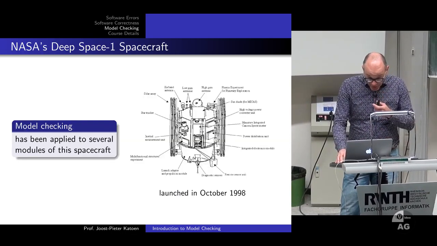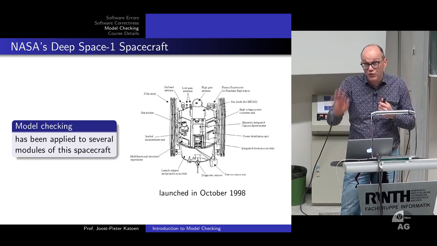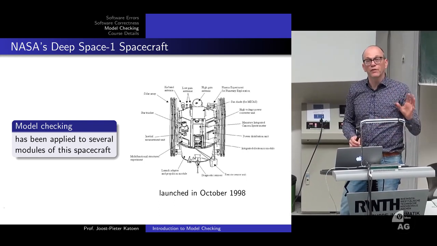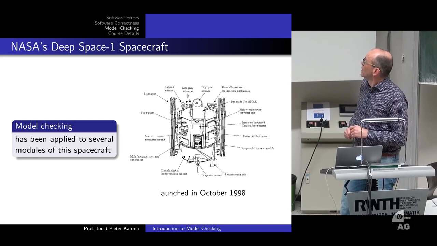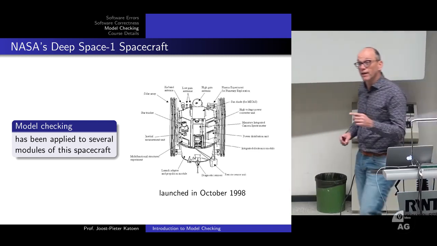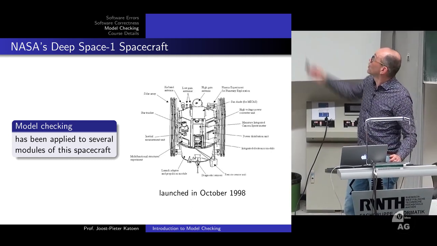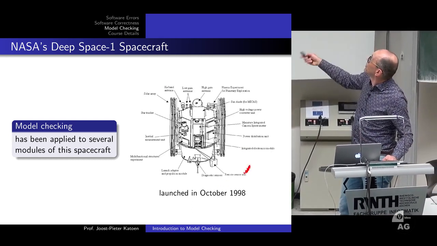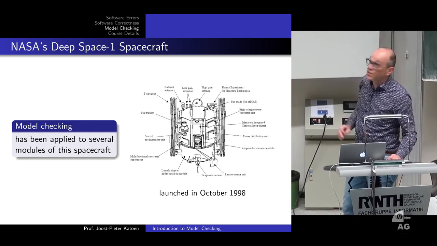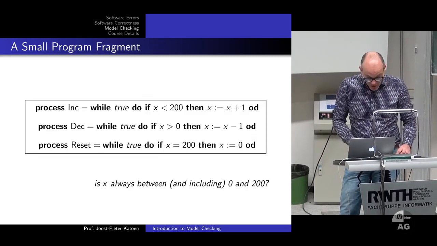Good. I have one example. It's a piece of code from NASA's Deep Space One spacecraft, abstracted a lot. And people have used, in particular Holzmann and his team, the guy that developed SPIN. By the way, he's the head of a group in the Jet Propulsion Laboratory in Pasadena, which is part of NASA. So he's now applying this kind of stuff at NASA, and at those days he was already doing this. This is a picture of the NASA Deep Space One spacecraft, and he has applied model checking to several modules of this spacecraft. So one example I'd like to give you is this program fragment.